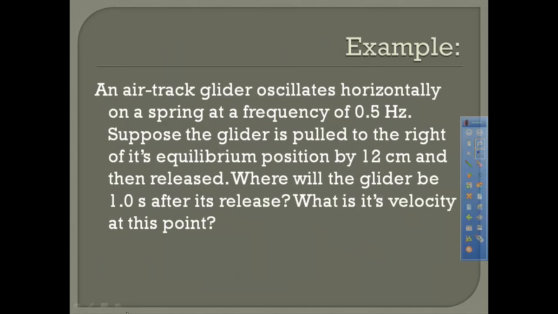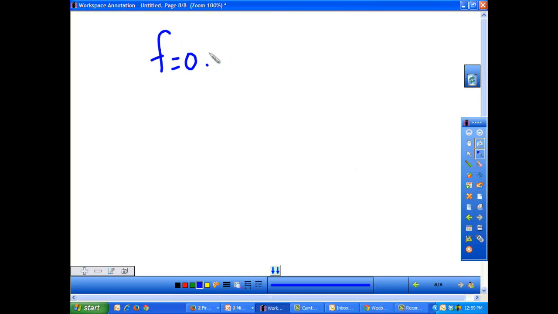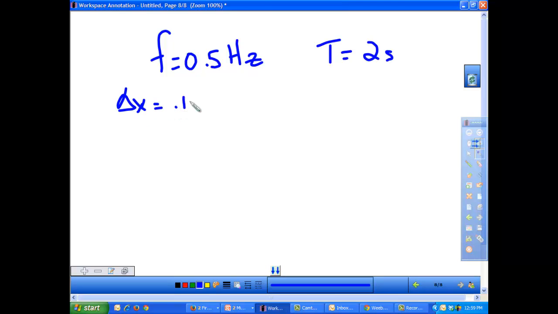All right, so let's look at this example, and we'll do this one together. So for this one, an air track glider oscillates horizontally on a spring, frequency of 0.5 hertz. Glider is pulled to the right, 12 centimeters, released. Where is the glider 1 second after its release, and what is its velocity at this point? Well, for this one, our frequency is 0.5 hertz. So that means that our period in this case is 2 seconds. The glider is pulled back to a position of 0.12 centimeters here.